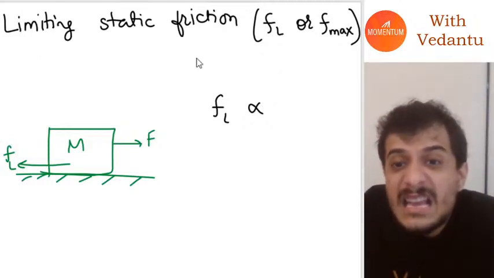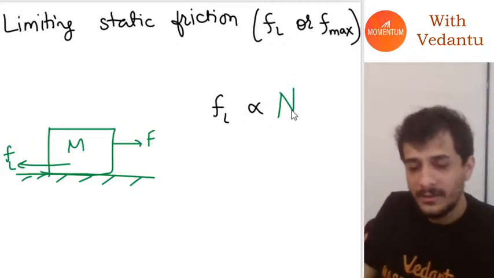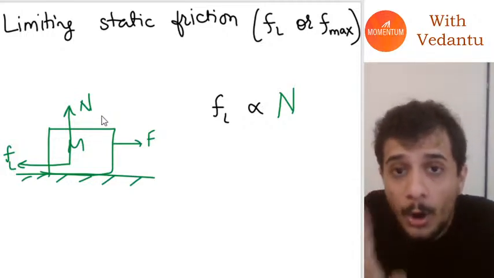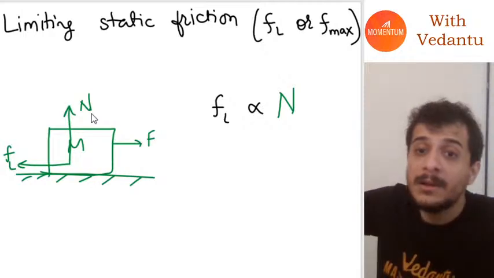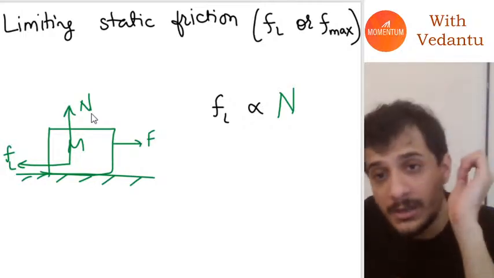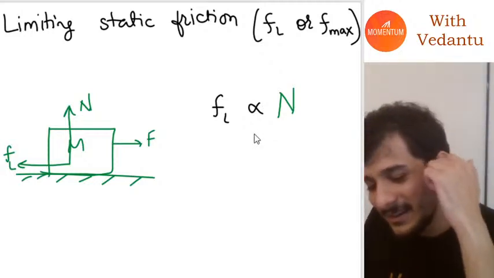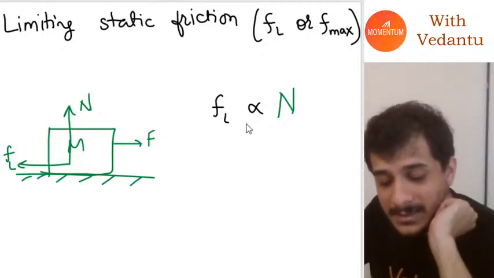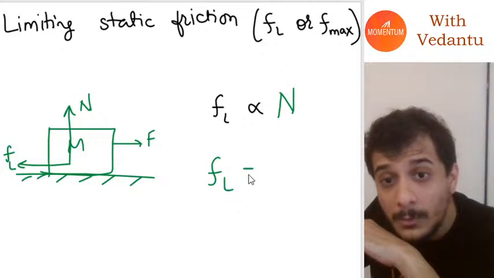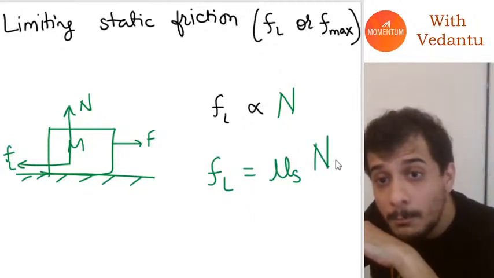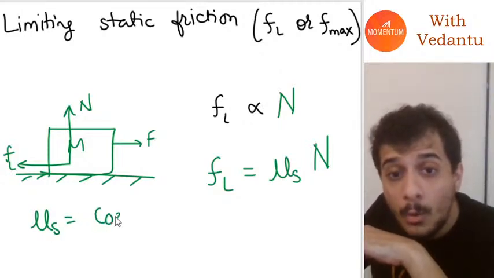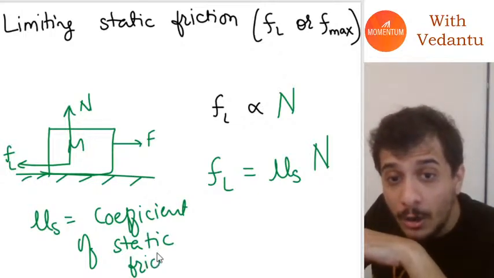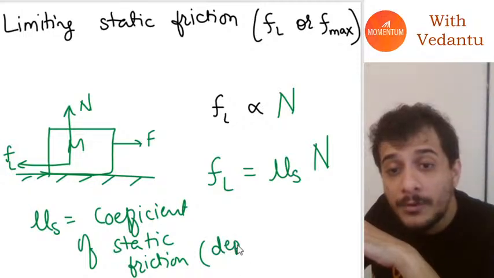is directly proportional to n. What is n here? N is the normal reaction. If I increase the normal reaction, then the value of limiting static friction increases. If I want to remove proportionality, guys, what will I add? I will have to add a constant. That constant is called mu s, the coefficient of static friction. Now this depends on the nature of the surface.